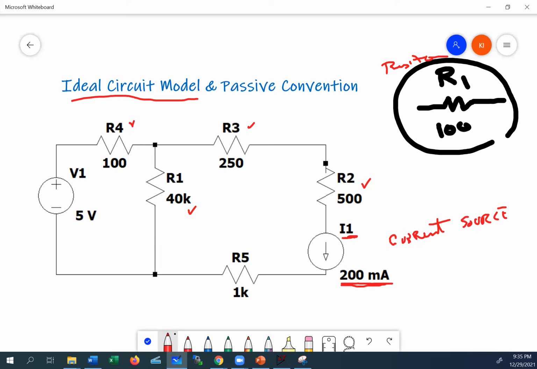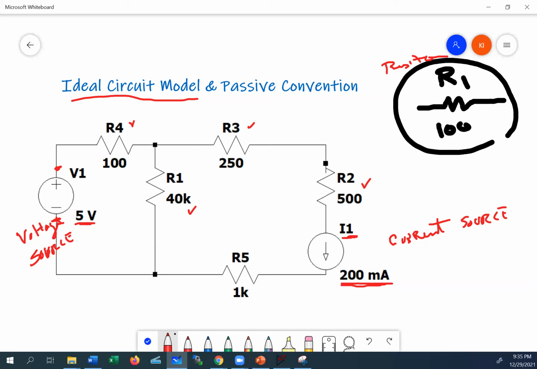And then the other component, the third component we use, is this one, and this over here is called the voltage source. A voltage source basically guarantees a voltage from this point to this point for you. In this case, it says it's 5 volts, which means the voltage from here to here is going to be 5 volts, plus sign on the top, minus sign on the bottom. Okay. So these are the components we use in an ideal circuit.